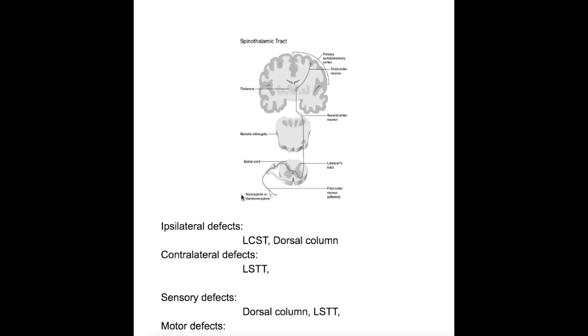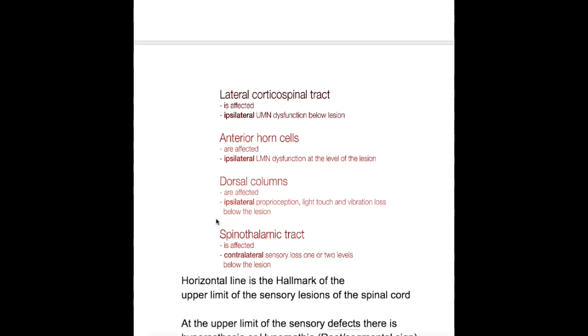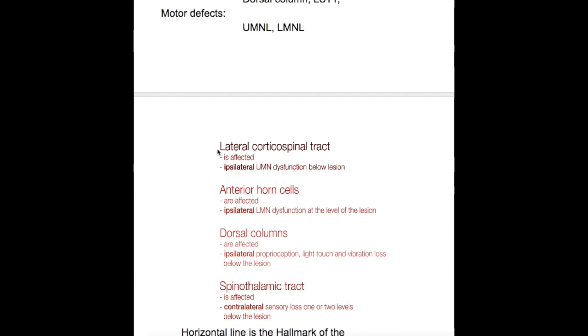So a defect in the lateral spinothalamic tract, which crosses over in the spinal cord, will produce a defect on the opposite side of the body, and a defect in the lateral corticospinal tract and the dorsal column tract will produce a defect on the same side of the body. And also there is involvement of the anterior horn cell of the spinal cord. So what are the effects produced due to damage to the lateral corticospinal tract?